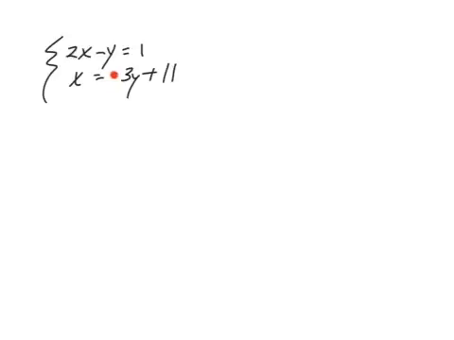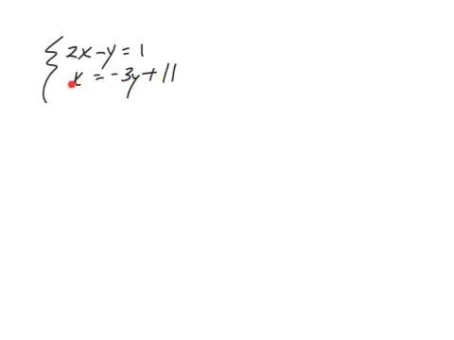Two variables, two equations. If I had three variables, if I had an x, y, and a z, I'd need three equations in order to solve these. But since I have two variables, I have to have two equations. Alright, so let's see what I've got. I've got 2x minus y equals 1. Well, this bottom one here says that x equals negative 3y plus 11.